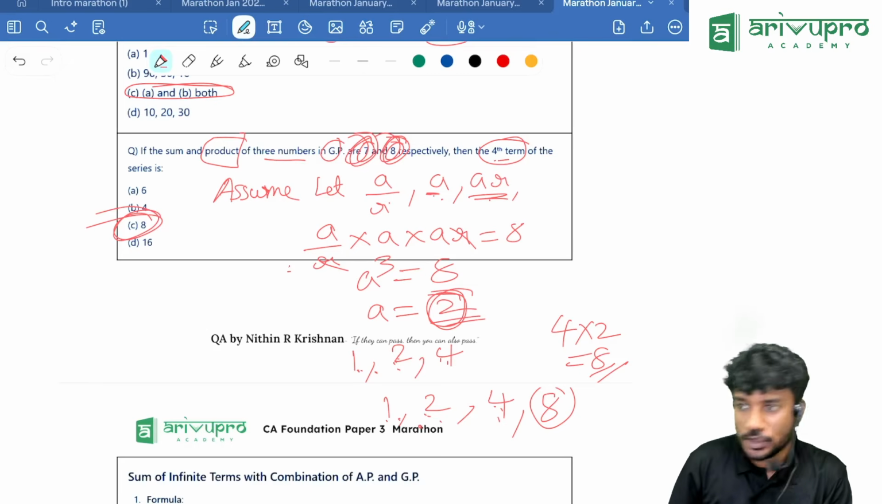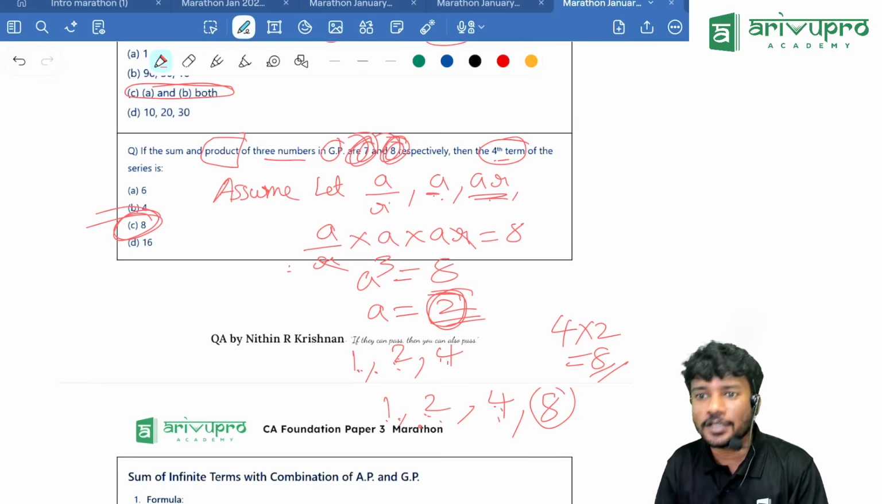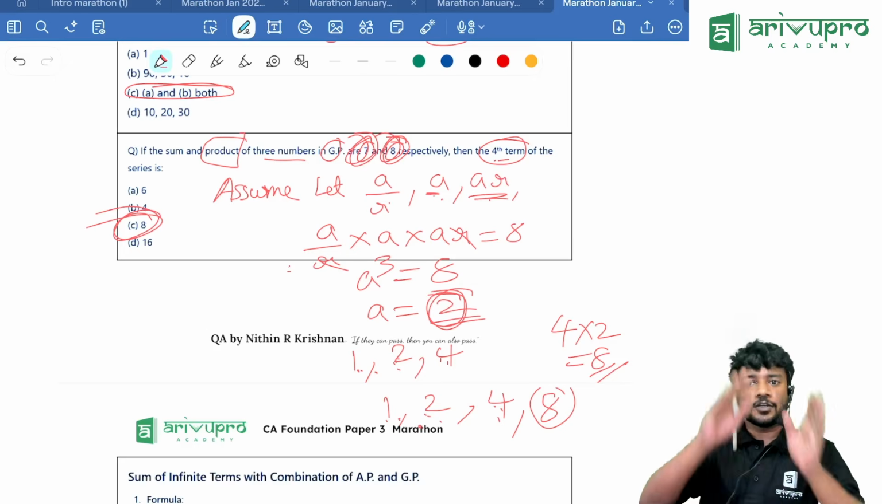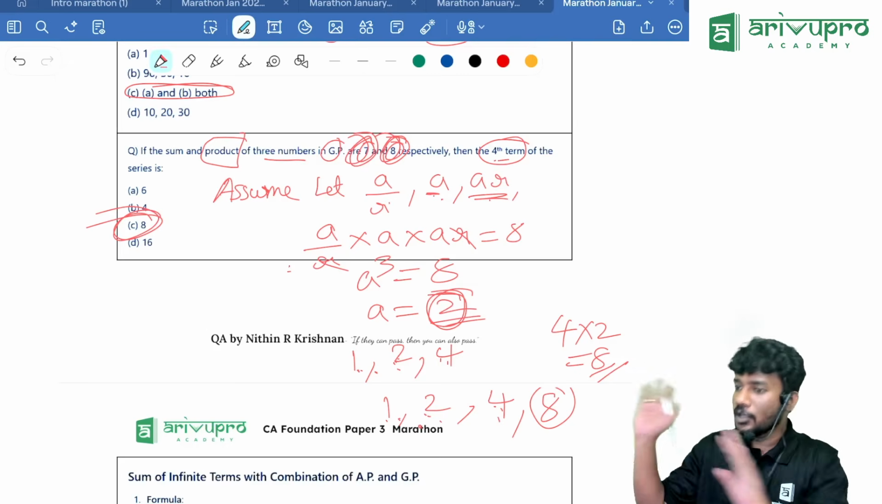This way you can do this. Or else, you will again find the value of R, substitute here, and then find the fourth term.